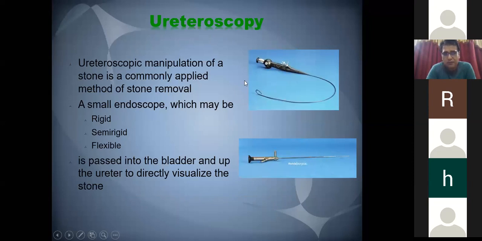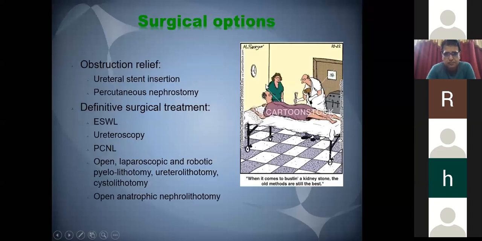But this is the flexible ureteroscope, which can work in the ureters, and also inside the renal pelvis, or even the calyceal system, because it can easily deflect at the front and move into the multiple calyceal systems.